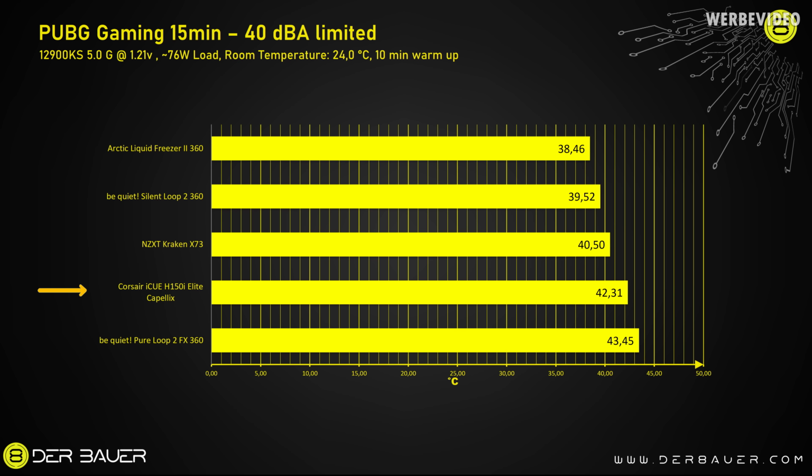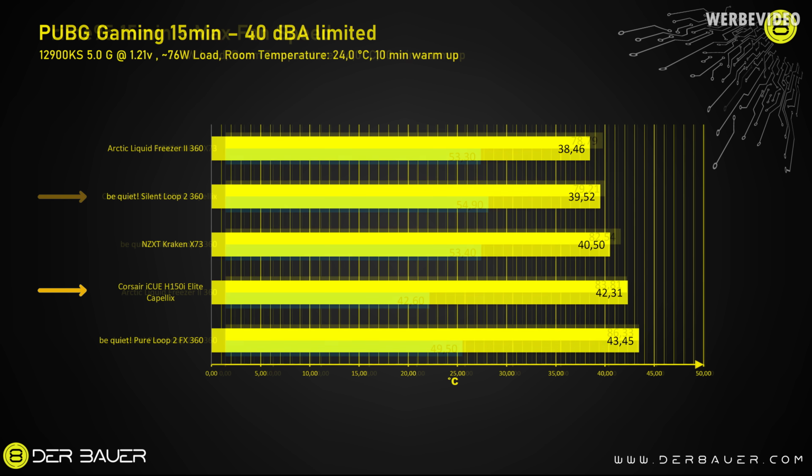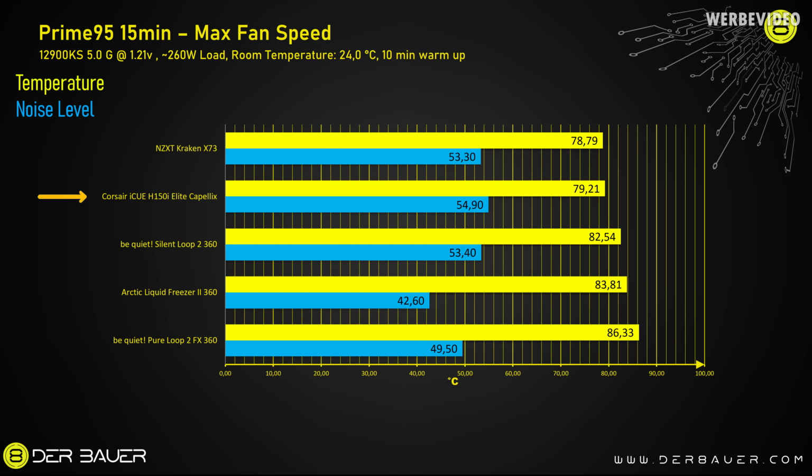In the gaming test, the Corsair iCUE H150i Elite is at least currently ranked on the second last spot with 42.3 degrees Celsius. But if we go full out, we can see that the Corsair fans can be very strong, also quite loud with 54.9 dBA, but it's performing quite well with 79.2 degrees Celsius.